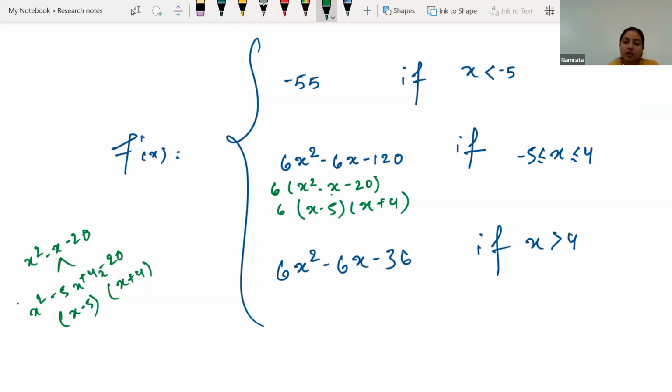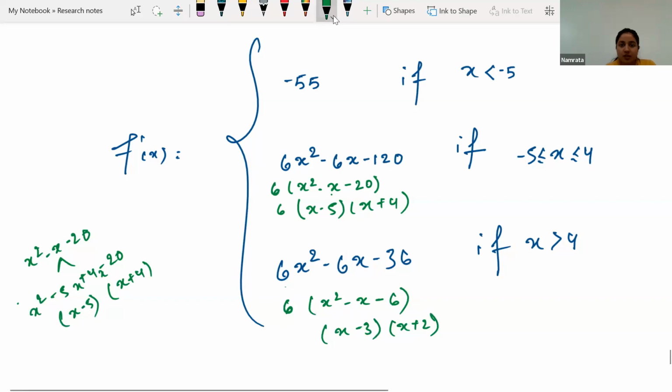Please do it with me so that we will not make any mistake while doing the factorization or simplification. The other one is 6x square minus 6x minus 36. Here also we can take out 6 common. We will have 6 times x square minus x minus 6. 6 means 3 times 2, so again we can take minus 3 plus 2. So we will have x minus 3, x plus 2. Is it okay so far? Is it clear? Yes, ma'am.